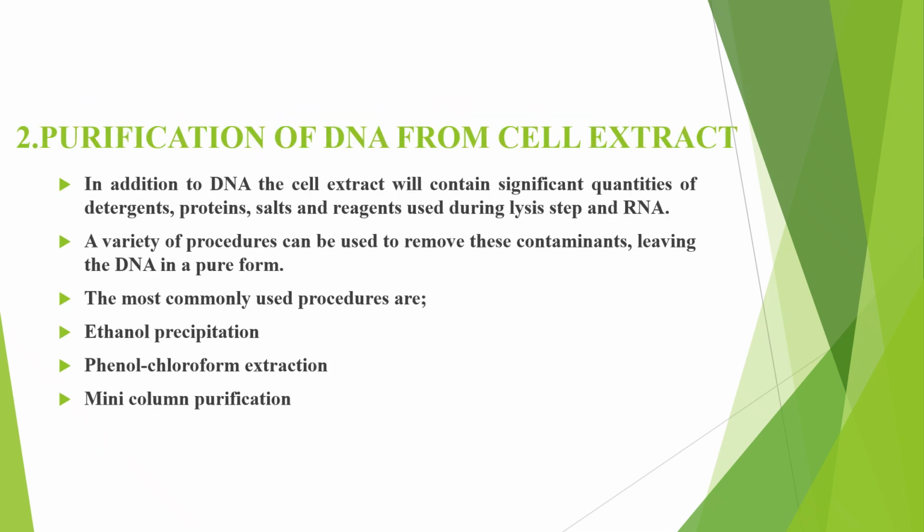After the cell extraction, the second step is to purify the DNA. In addition to the DNA, the cell extract will also contain significant quantities of detergents, proteins, salts, and reagents used during the lysis step, and RNA. A variety of procedures can be used to remove these contaminants, leaving the DNA in a pure form. The commonly used procedures are ethanol precipitation, phenol chloroform extraction, and mini column purification. In this step, the proteins are removed by adding enzymes like proteinase K or by using organic solvents, and RNA is eliminated using RNase to obtain the pure DNA.